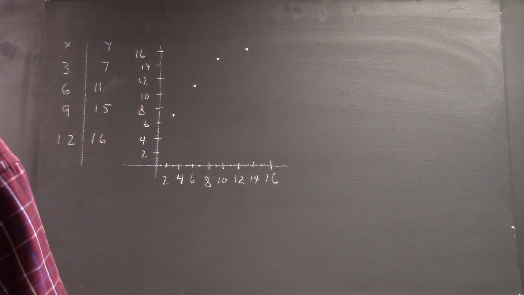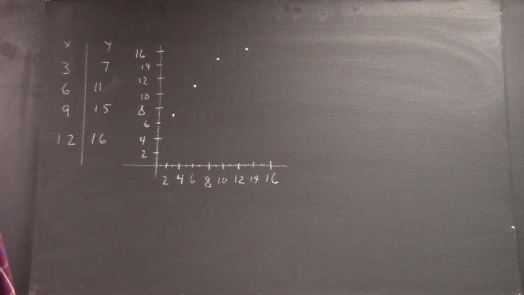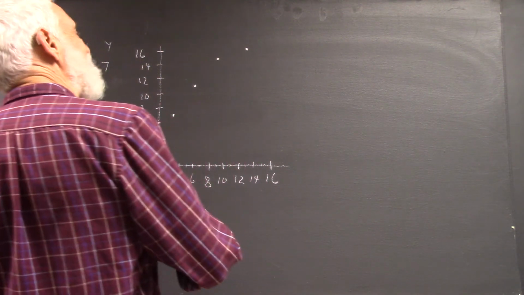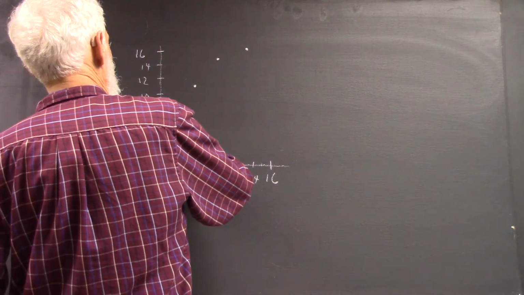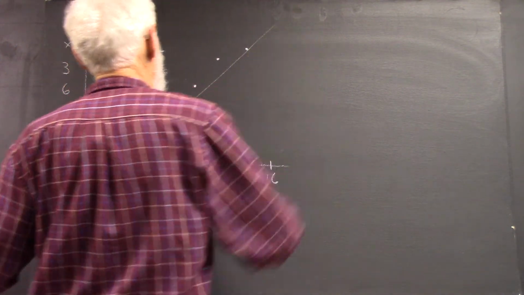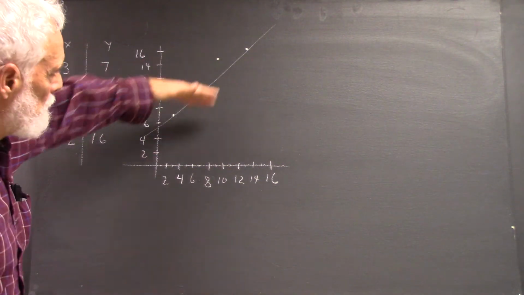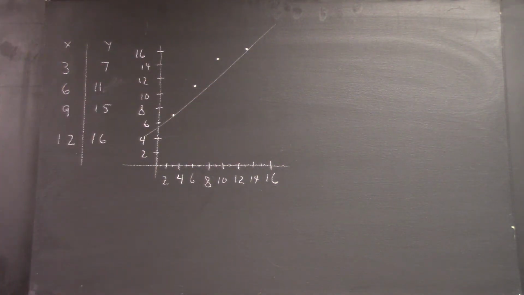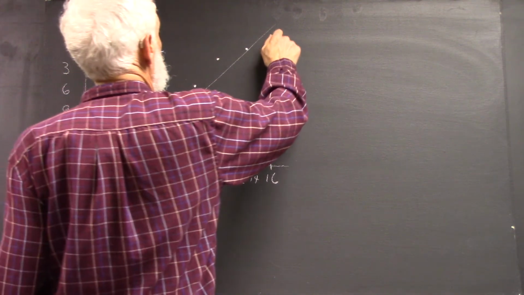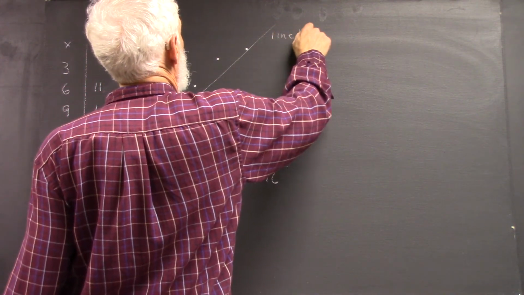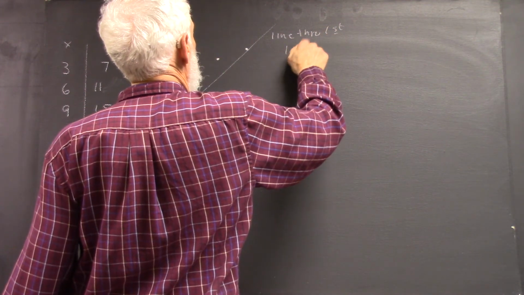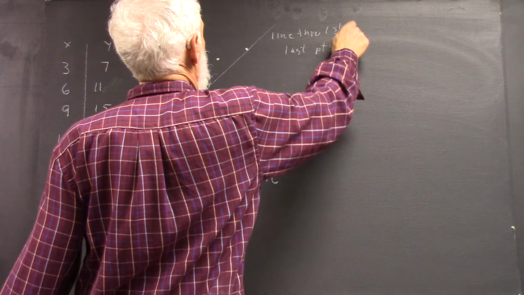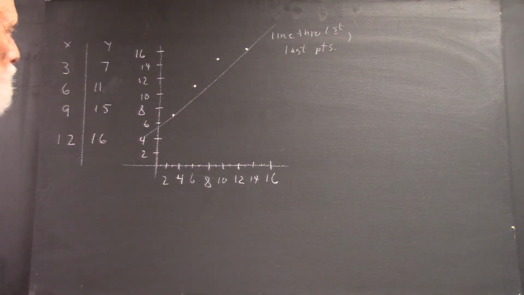It's clear that the line through the first and last points is not going to be a particularly good fit. Although the slope might be reasonably close, the y-intercept is going to be probably off. Let's see if I can hit that. Reasonably close, but that line's bowed a little bit. So there's your line through the first and last points.